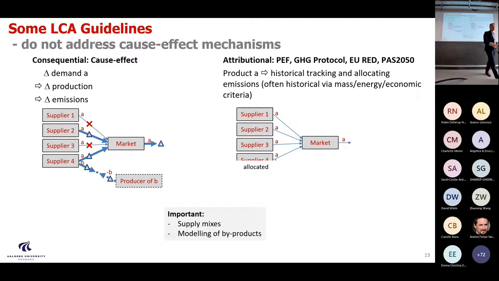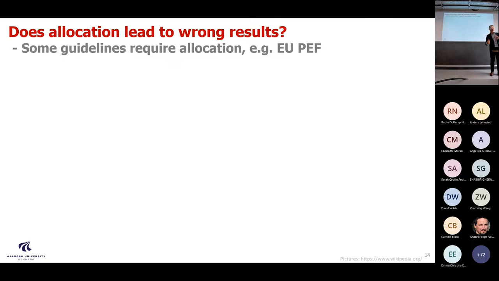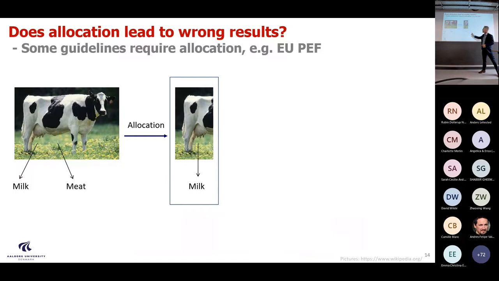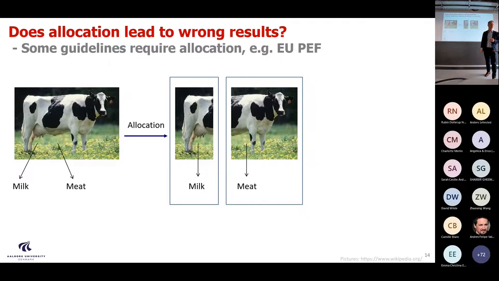Okay, then this allocation I was showing before, does that lead to wrong results? Well, there are some guidelines that require that you do allocation. The EU PEF guideline is one example. So one example could be that if you have a cow, out of this cow comes milk and meat. If you allocate it, then what happens is that you can have one cow like this, it is producing milk. And then you have the other cow like this, this is producing meat.